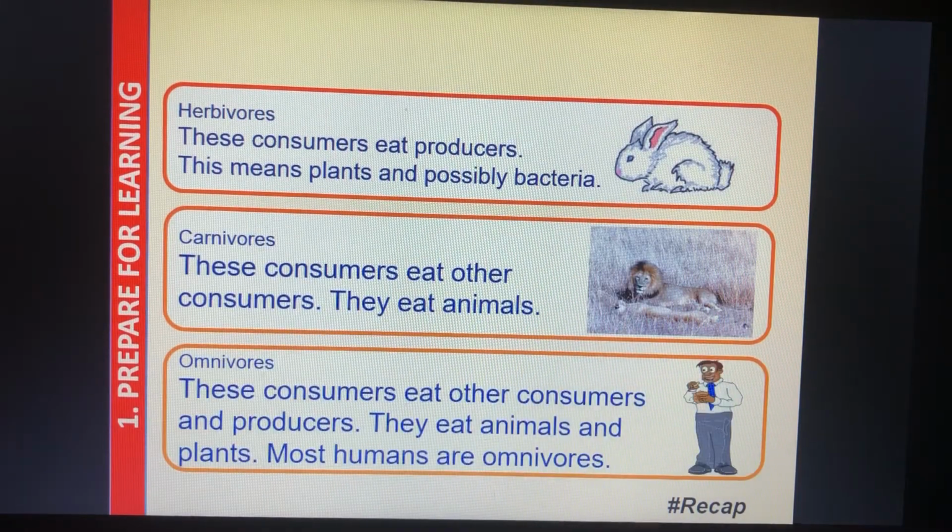Again, I think this is just a recap slide. Herbivores eat only plants, carnivores eat only meat, and omnivores eat plants and meat. Okay, another one where I don't think we necessarily need to write any notes. We've got all of the information there, and we can just hopefully remember that from the past. Again, if you need to write any notes, you can pause.